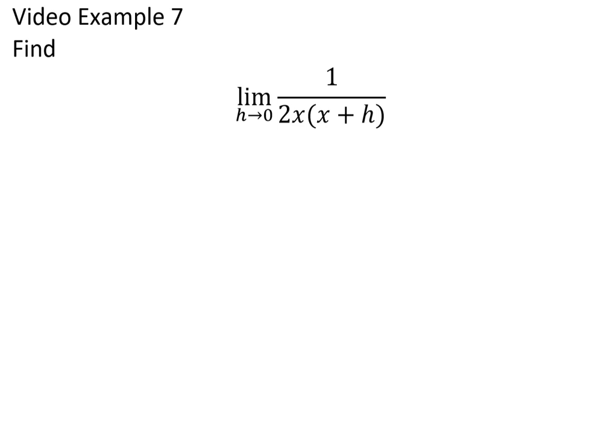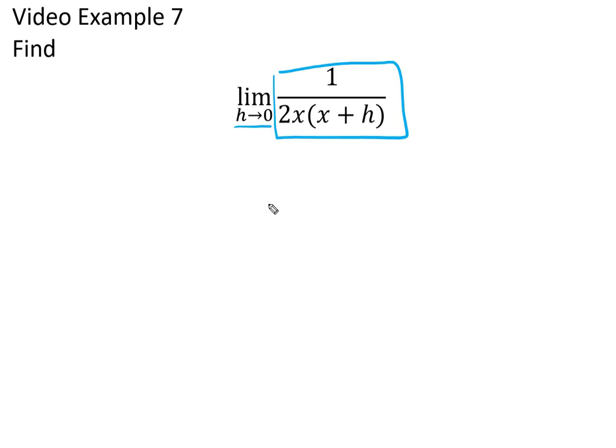Looking at video example 7, we see that we're taking the limit as h approaches 0, and this is different from the limits we've been taking before. But you have to pay close attention to the notation over here. And we have a function that has two variables in it. It has an x and an h. So what do we do with that? Well, we're talking about the h being the variable. Everything else is going to be treated as a constant. And so when you have a limit, you have to pay close attention to the notation and to which variable is approaching which value.